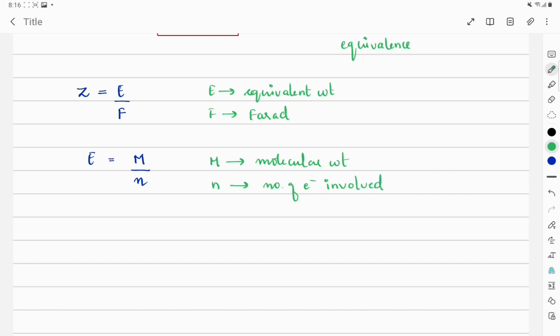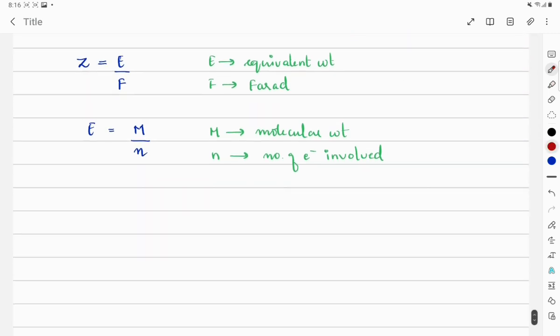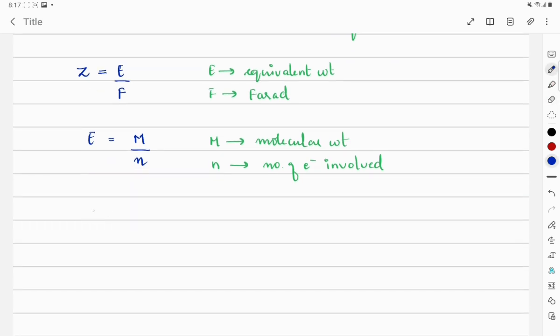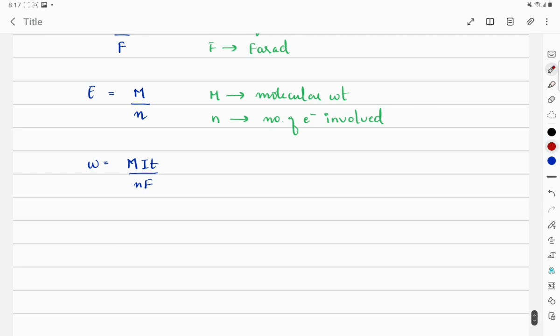Now we are going to combine all of these equations and put them into the first equation we have got. So we will get one more equation connecting W and Q. W we wrote as ZIT, but Z we know is E by F and E is M by N. So Z itself can be written as M by NF, and when we insert that into this equation, you get W is equal to M I T divided by NF. So this is the expanded equation for Faraday's first law of electrolysis.